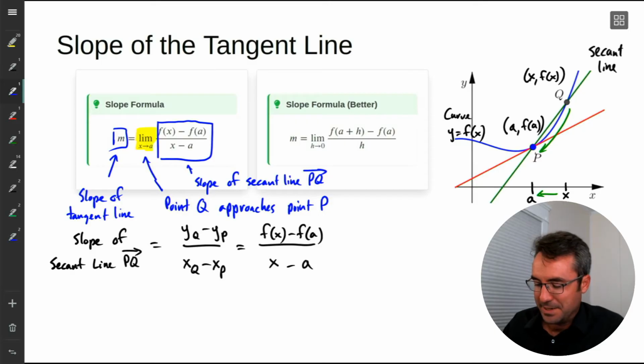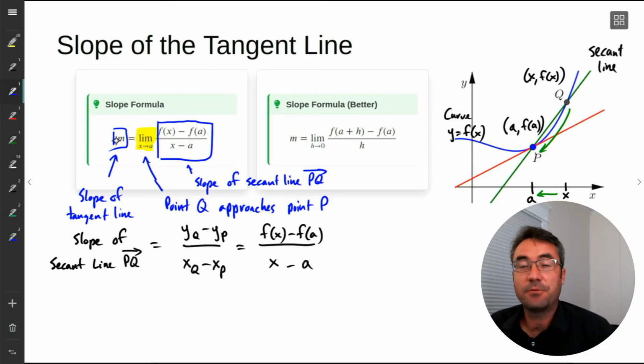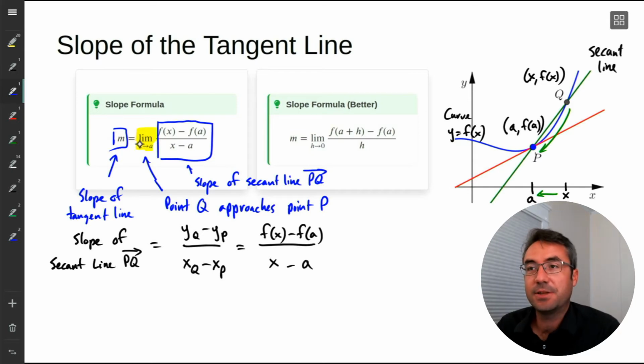Now, this formula is good. We have a formula that actually gives us the slope of the tangent line. The slope of the tangent line is the limit as x goes to a of f of x minus f of a over x minus a. So this gives us the slope of the tangent line at x equals a.